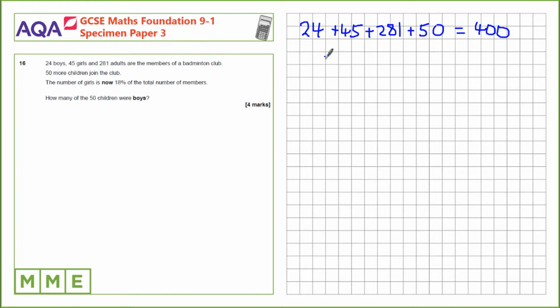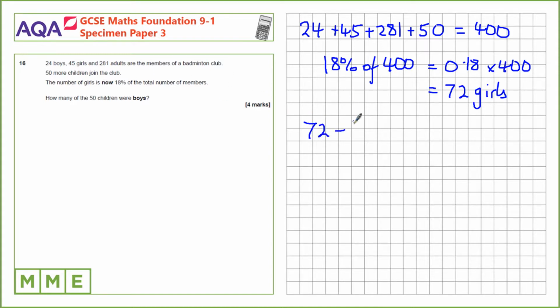So the current number of girls is 18% of 400 members, which is the same as taking 0.18 and multiplying by 400. 0.18 multiplied by 400 is 72 girls. So there were originally 45 girls, and now there's 72. So the additional number of girls is 72 take away 45. So 27 of the 50 children were girls. So if we want to know how many were boys, we take the 50, take away the 27, and we have 23 boys.